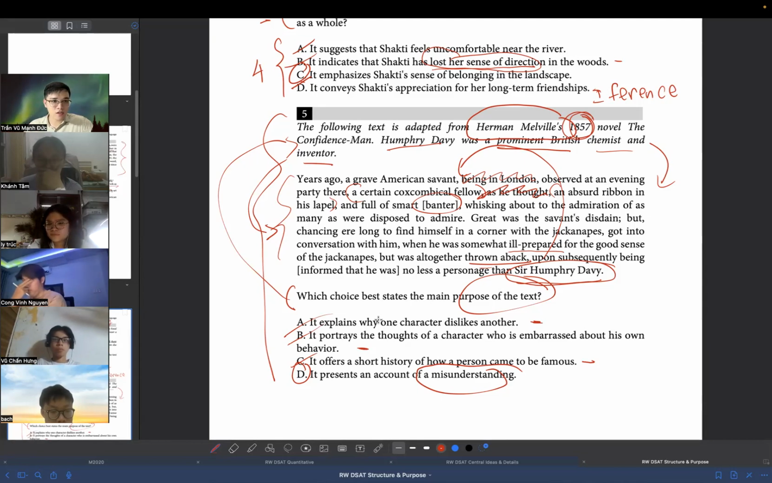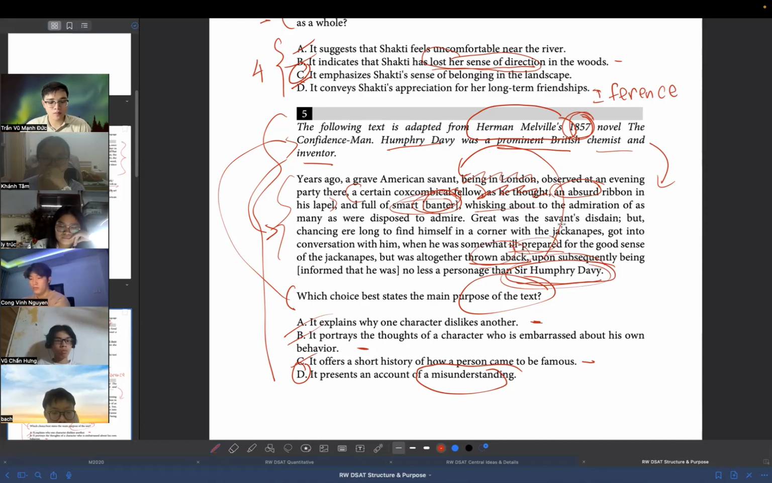Try your best to continue without ever looking back, and then you'll find eventually the ones that you understand. For example, I understand this word, banter. I don't understand what concoction of fellow is, but I understood absurd, smart banter, and whisking about, meaning just chatting, joking, and then ill prepared, throwing back, Sir Humphrey Davy. I can string together a sequence of events, and then I can make up my mind what is happening.